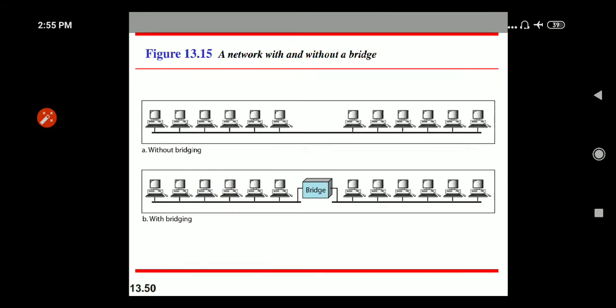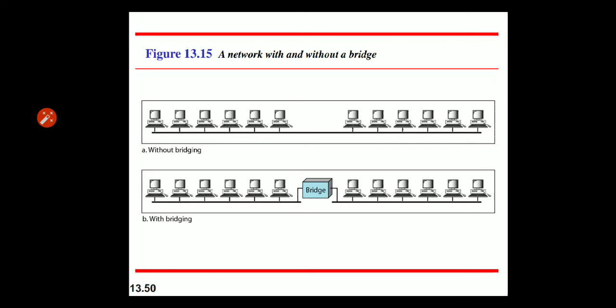Now, a network with and without a bridge. A bridge divides the network into two or more networks. Bandwidth-wise, each network is independent. For example, you can see in the figure a network with 12 stations is divided into two networks, each with 6 stations.